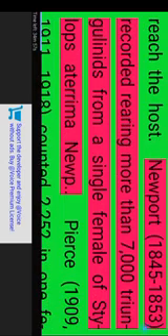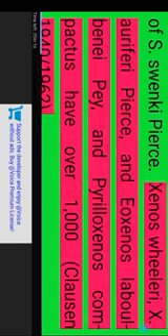In view of the manner of development and the position of the adult females, it is improbable that any species lays eggs. There is a uniformly high reproductive capacity, which is essential because of the hazards encountered by the triungulinids before they reach the host. Newport 1845-1853 recorded rearing more than 7,000 triungulinids from a single female of Stylops. Pierce 1909, 1911, 1918 counted 2,252 in one female of S. swezeyi Pierce. Xenos wheeleri, X. hospitalis Pierce, and Eoxenos laboulbenei and Pyrilloxenos compactus have over 1,000. Clausen, 1940-1962.